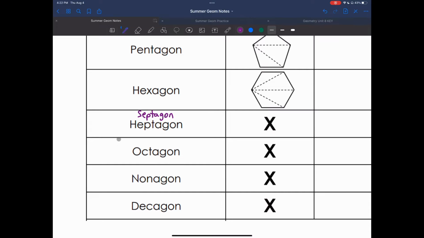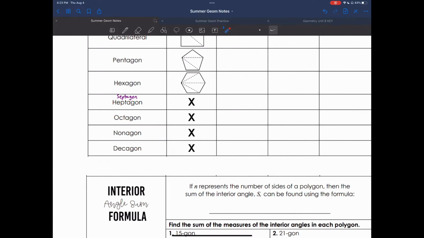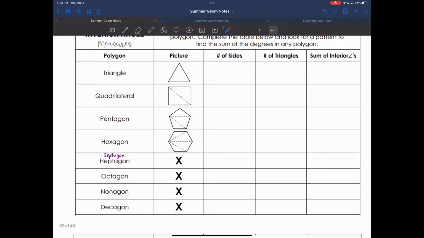Then 8 sides is an octagon. This is usually one that's very new to kids. 9 sides is known as a nonagon. That might be a brand new one. And then 10 sides is a decagon. And that's all we are going to go over. There's a couple after that, 11 and 12. But I want to make sure you guys have these 10 down.